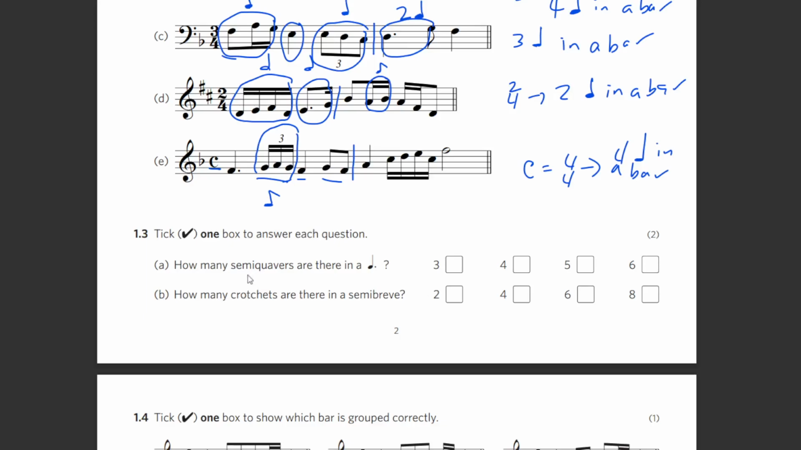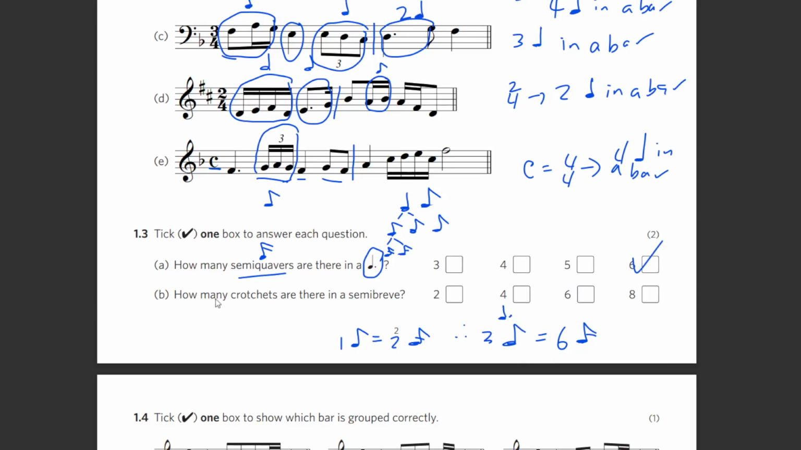They ask how many semiquavers there are in a dotted crotchet. A dotted crotchet is made up of a crotchet and a quaver, and a crotchet is equal to 2 quavers. So in other words, each dotted crotchet is equal to 3 quavers, and each quaver is equal to 2 semiquavers. So 1 quaver equals 2 semiquavers. Therefore, 3 quavers is equal to 6 semiquavers, and 3 quavers is equal to a dotted crotchet. So the answer is 6.